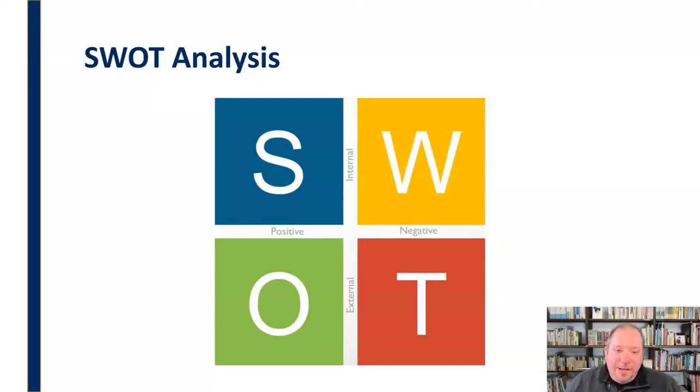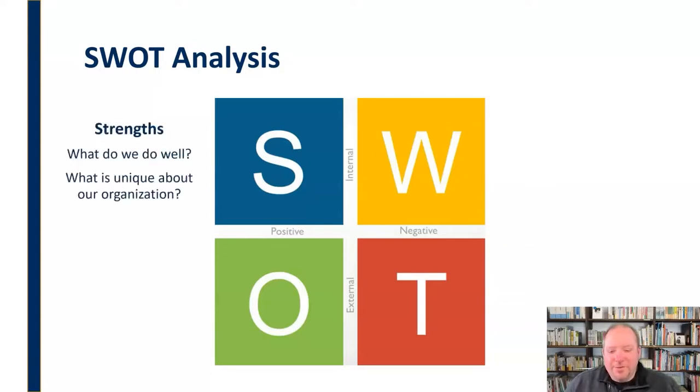So the S and W, strengths and weaknesses, we're looking at those for internal factors. SWOT is divided into internal and external factors. So the S and W have to do with things that are internal to that organization. Opportunities and threats then have to do with things that are external. So let's take a look at each of these just briefly as an individual category.